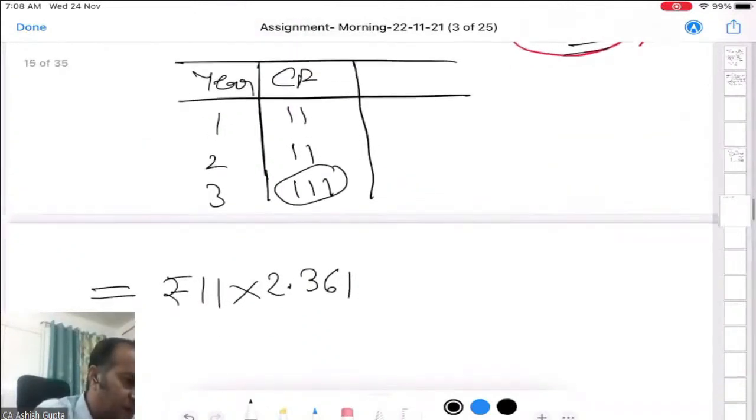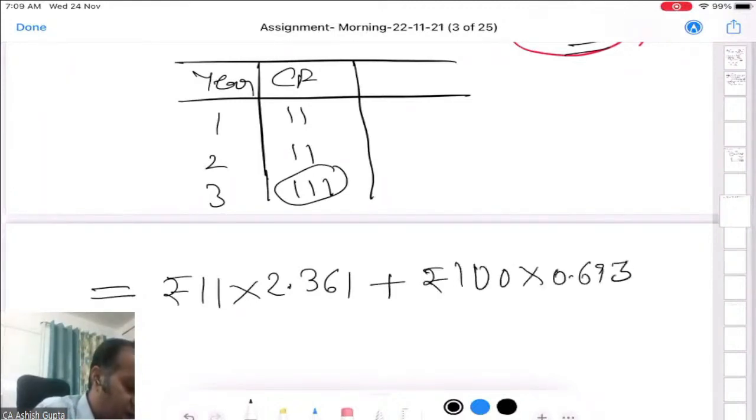But please remember, always use the decimal point. If nothing is mentioned, take PV factors up to 3 decimal points. My principal repayment is 100 into present value factor into 0.693.